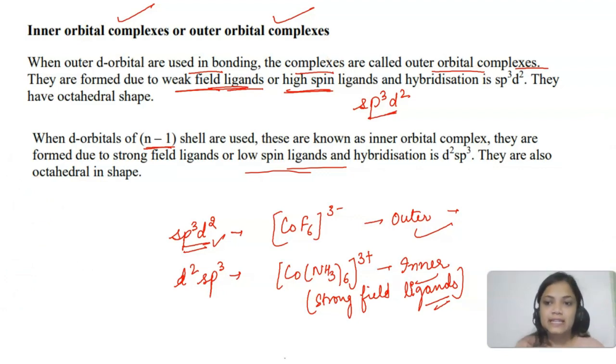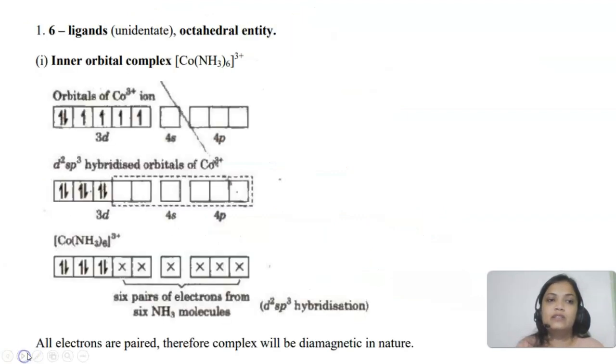So now we will see how these compounds or these complexes are formed. So for that, let us try to understand for the octahedral compounds. Okay, first of all we will see some octahedral examples. Okay, means 6 ligands which are unidentate. So we have [Co(NH3)6]3+.